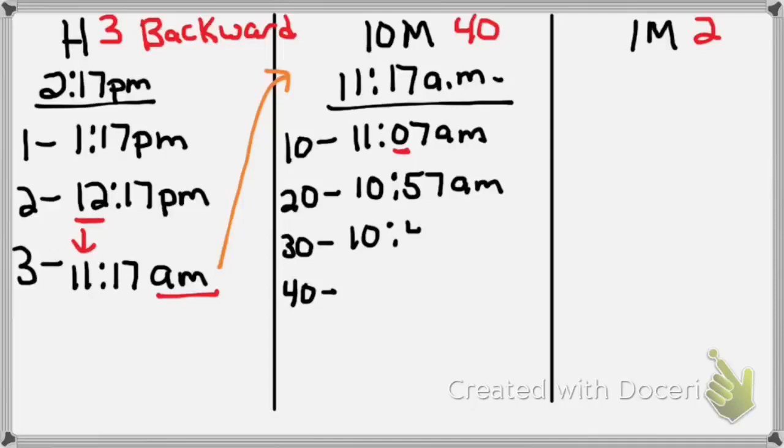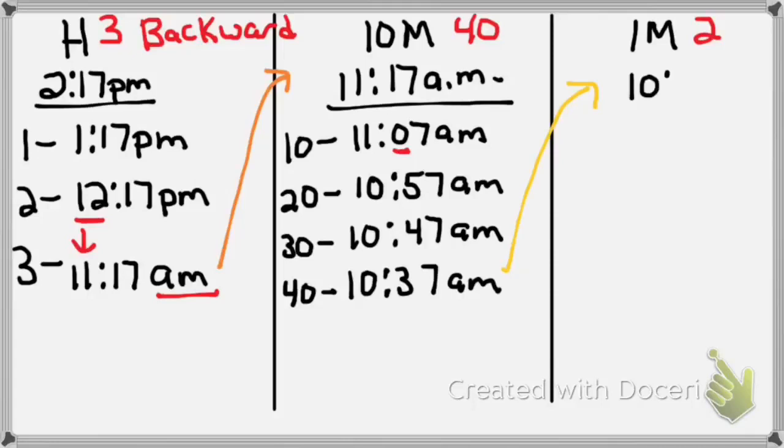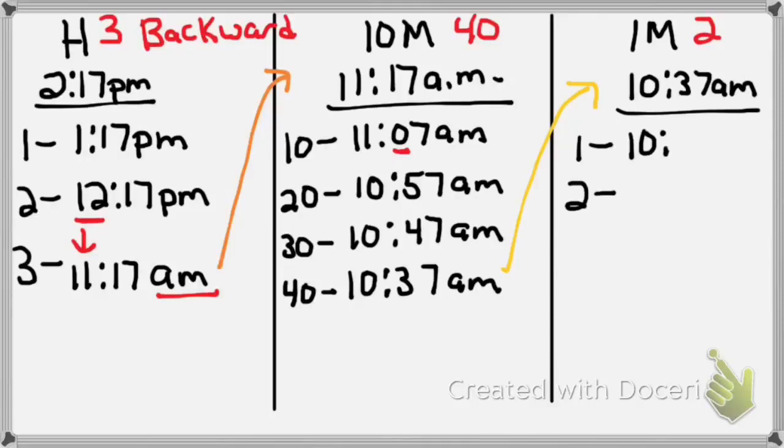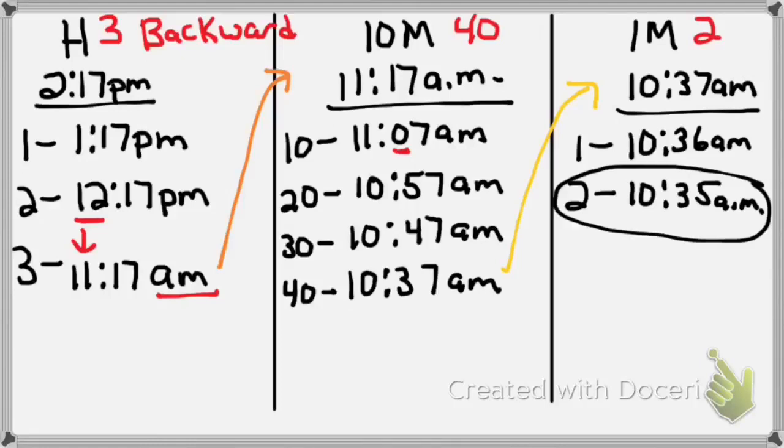I keep subtracting the 10 minutes all the way down, and then I take that last time and move it up to the 1 minute column, and I underline it. I have 2 minutes that I need to subtract, so I number them, and then I keep subtracting minute by minute until I slowly subtract my way back to the start time. And my last time would be my start time. I can then take that and transfer it back to my final answer.